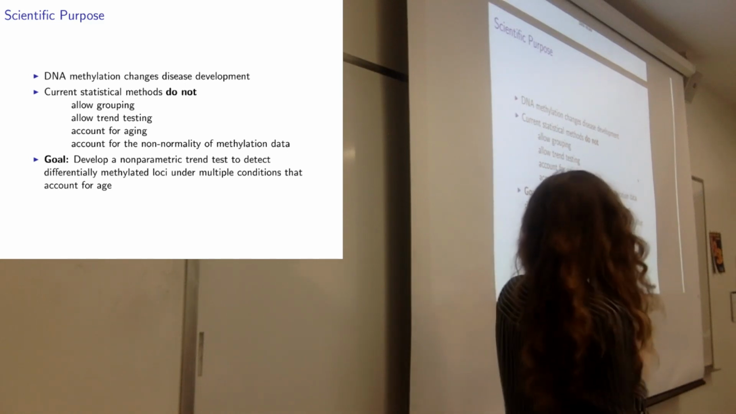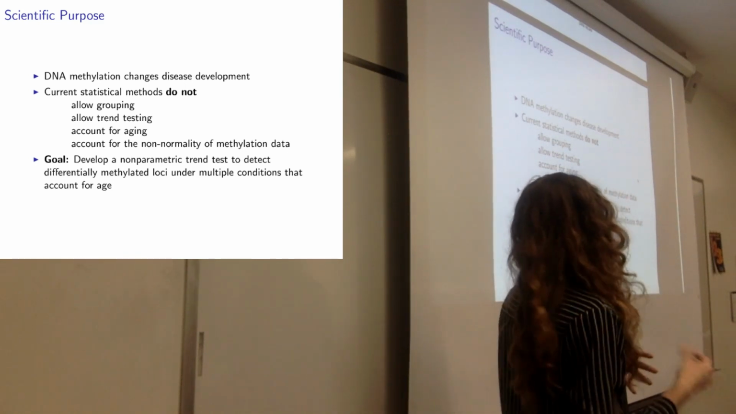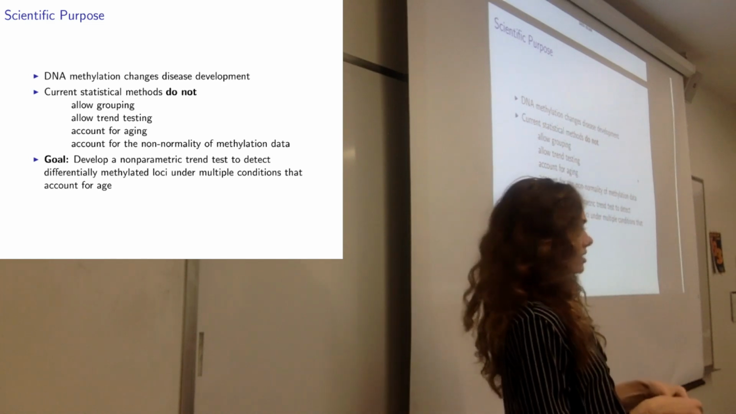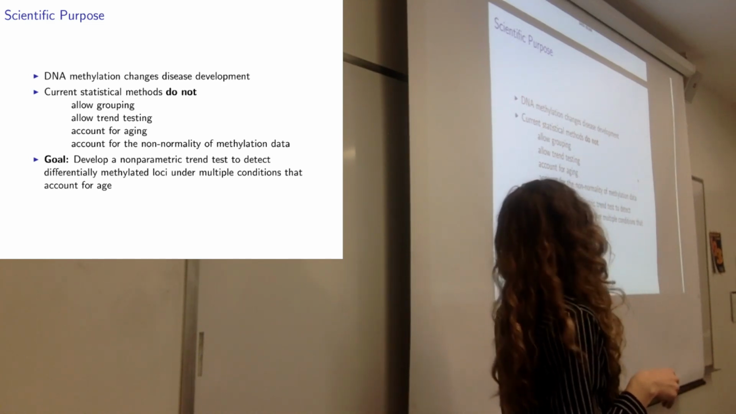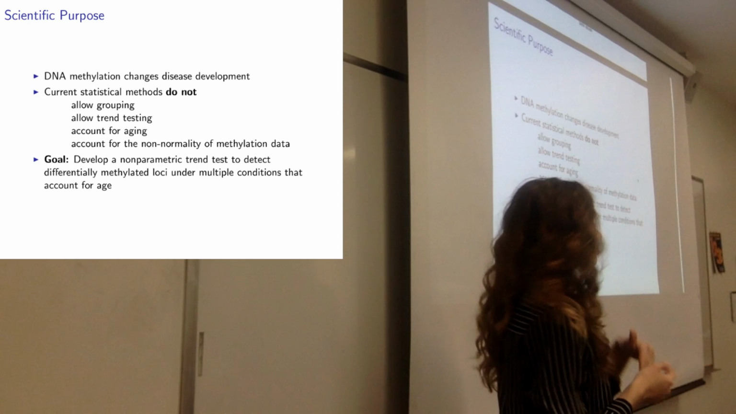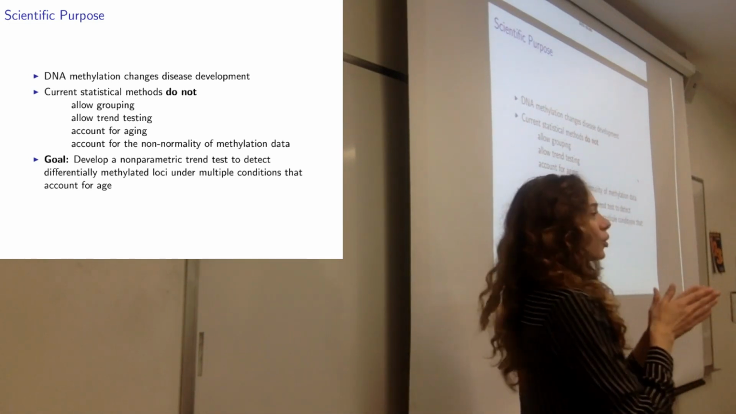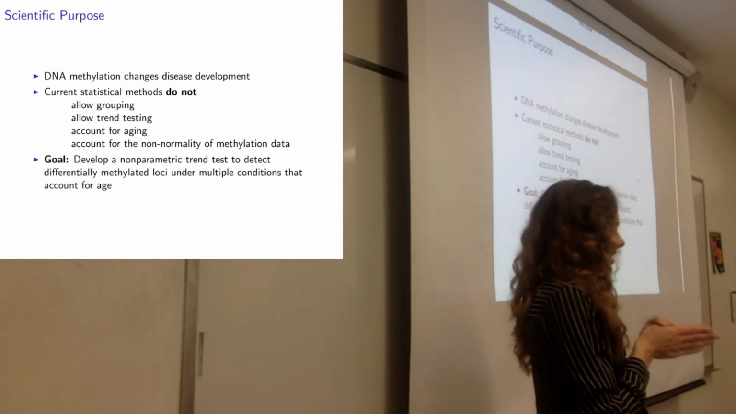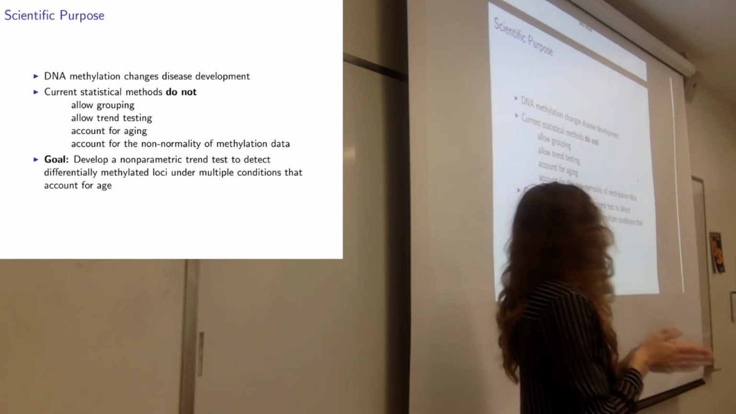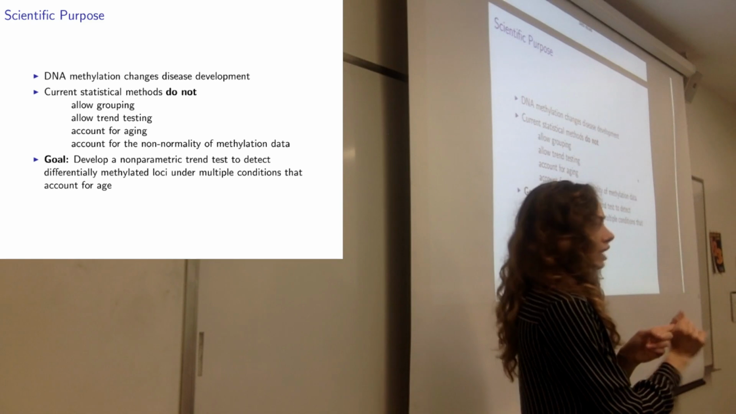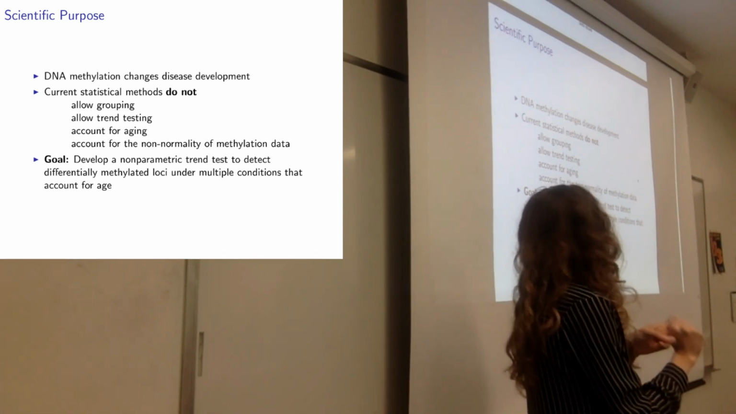And so the goal is to develop or modify a nonparametric trend test to detect differentially methylated loci under multiple conditions that account for age. So we're making a test that doesn't assume a distribution on beta. That's the nonparametric part. We're looking for a trend across treatments.